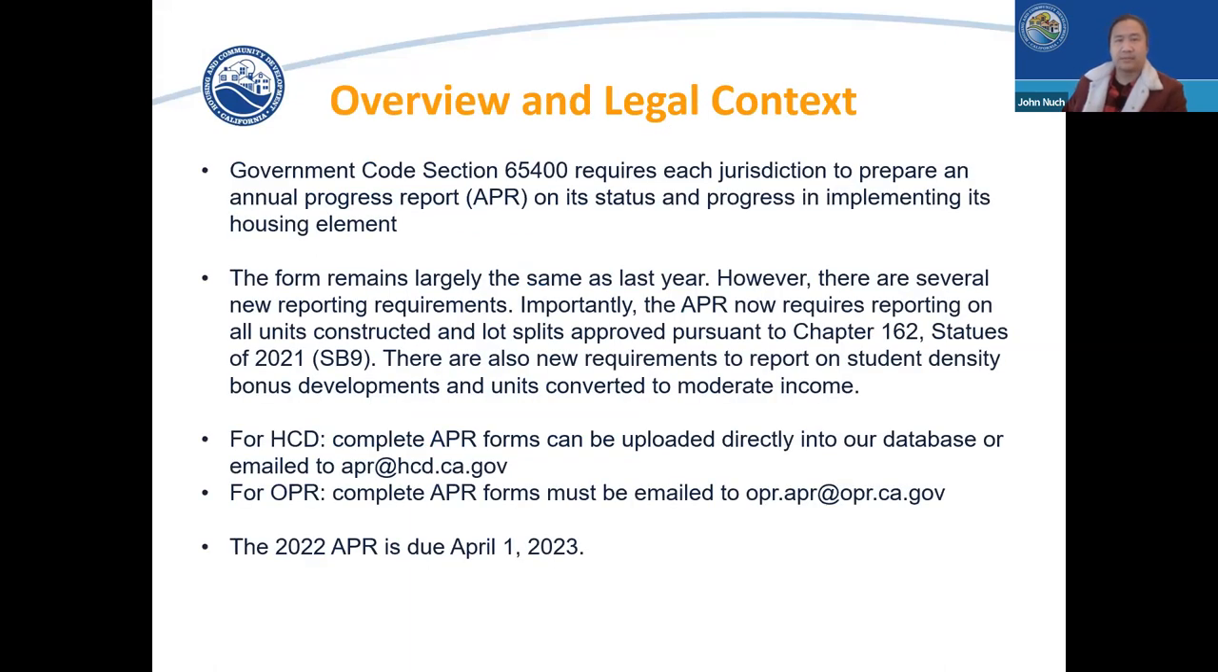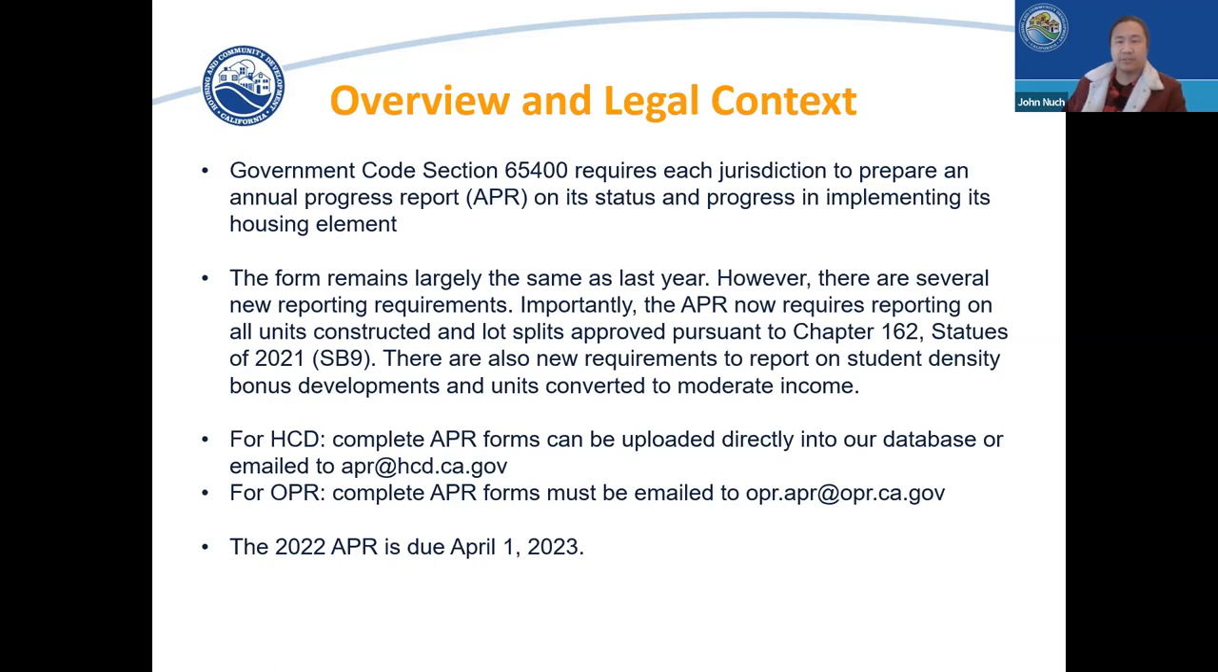To give some context, all jurisdictions in California, that is cities or counties, are required to prepare an annual progress report on the progress they've made to implement their adopted housing elements. That requirement is located in section 65400 of the government code.